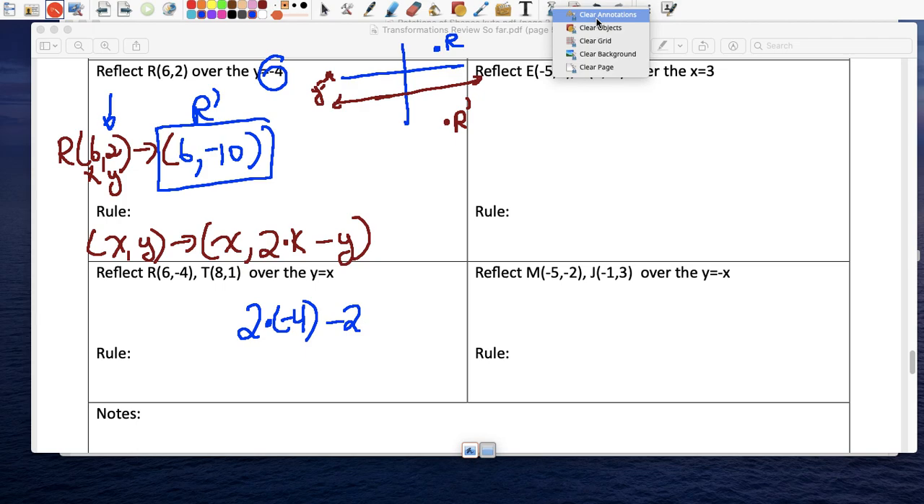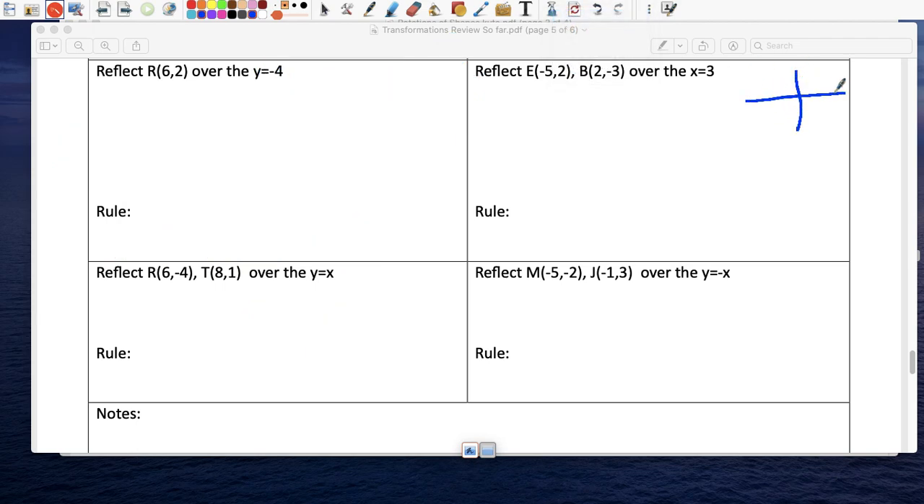Now over here, if I do a little diagram, my line of reflection is x equals 3. So this is my y-axis, this is my x-axis, and then my line of reflection is here. x equals 3, and I'll write x equals 3 for you to see. We have a point (-5, 2). Let's call that E. And then the point (2, -3), somewhere over here. So E prime is going to be somewhere over here, and B prime is going to be somewhere over here. That's just for you to see what type of movement.